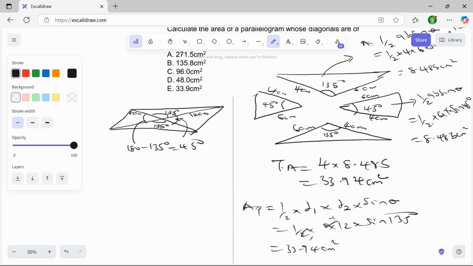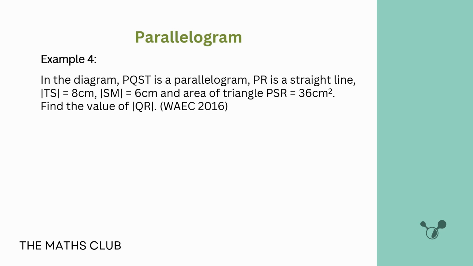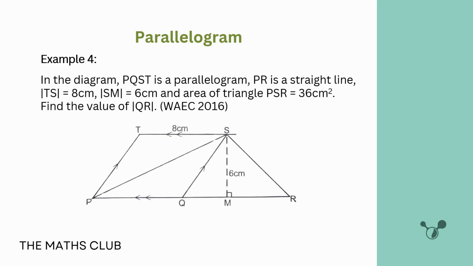Let's see if our answer is correct. Great. This example says that in the diagram, PQST is a parallelogram. PR is a straight line.